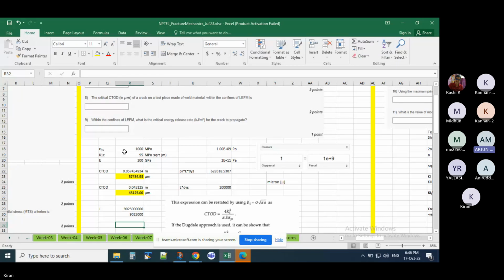You will get 45125 something. In kilojoule per meter square they have asked, so it is almost the same answer. I mean the magnitude, not to confuse, whatever in micrometers we got, the same thing in kilojoule per meter square will be the same magnitude, 45.13, I think. Is it correct, Anirudh? Like you got the same?